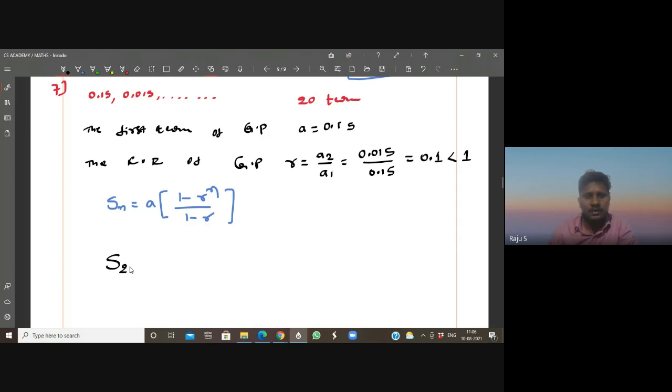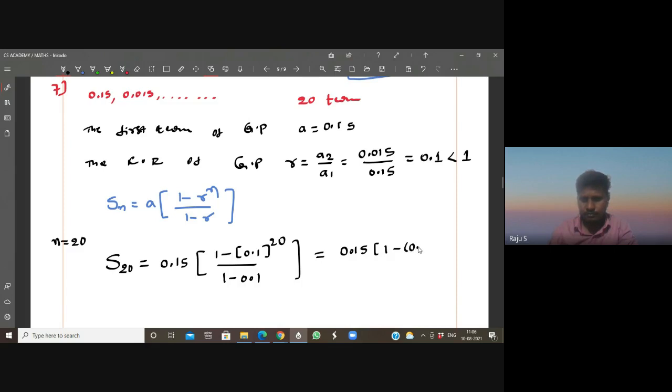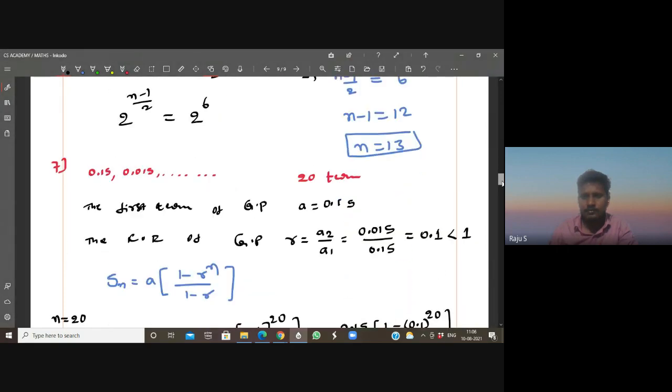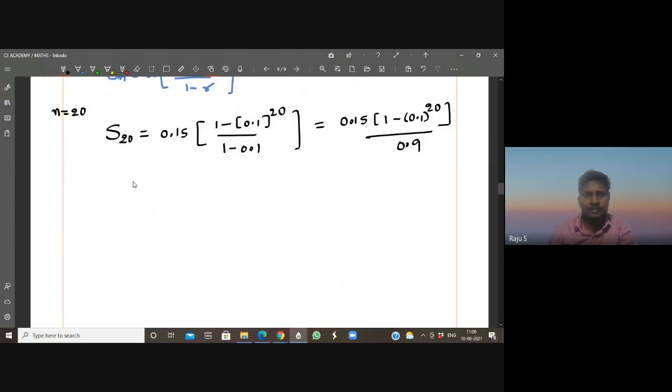So S20, they are asking up to 20 terms. So n is equal to 20, S20 is equal to a. The a value is 0.15 into bracket 1 minus common ratio 0.1 all to the power of 20 by 1 minus 0.1. Is it clear or any doubts here? By 0.9. When I cancel this, students, anyone?